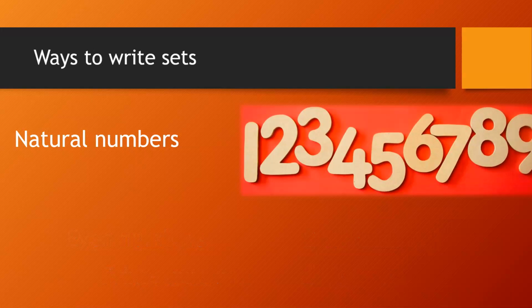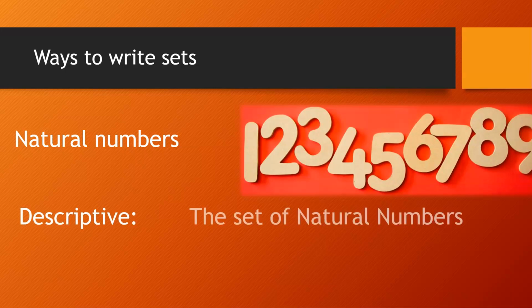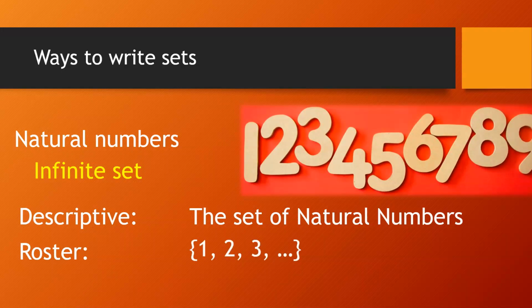We have different ways to write sets of numbers. One way is called the descriptive method. That's nothing more than writing words to describe the set. So in this case, we could say that this set is the set of natural numbers. Roster notation is a list of the elements in the set. For the natural numbers, since they're an infinite set, we'll have to have a way to show that within the notation. In roster notation, the natural numbers look like this.